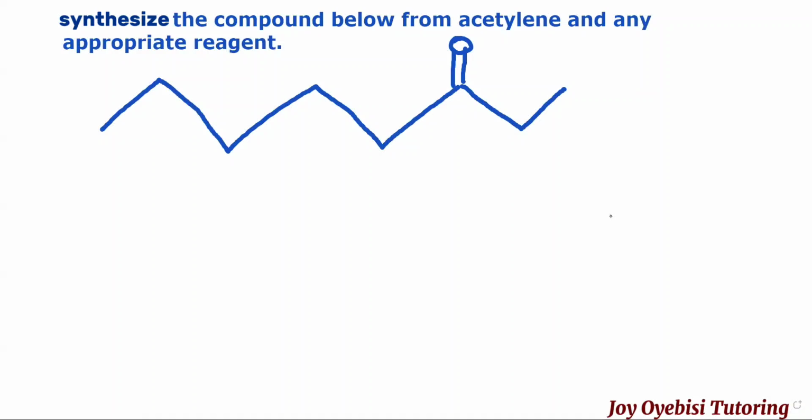So in this video, I'm going to be showing you how to synthesize the compound below from acetylene and any other appropriate reagent. So the first thing is to write out the acetylene, which is just going to be carbon to carbon triple bond. This is a carbon on this side, this is a carbon. And on each of those carbons, you have a hydrogen. So what I'm trying to say is this: you have C triple bond C, and there is one hydrogen on each side of the carbon.